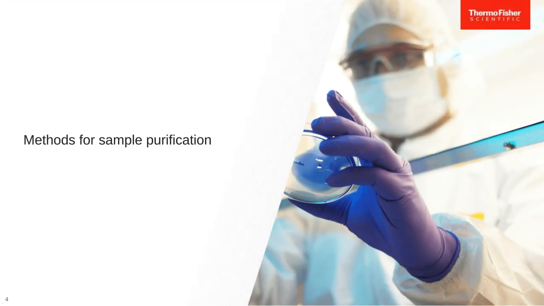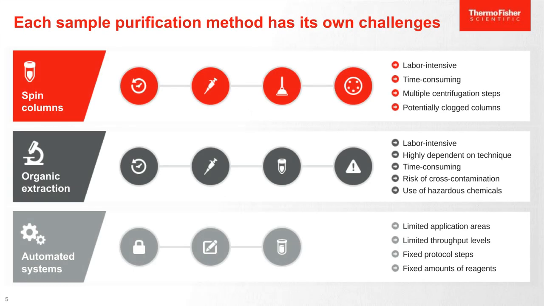So we're going to talk about methods for sample purification, and as you saw at the beginning, this was focused on the Kingfisher instrumentation. So the story kind of begins with nucleic acid extraction. This next slide just shows you three common types of nucleic acid extractions that customers will normally do. You've got spin columns, organic extractions such as trizol or phenol, and then you've got automated systems as well, because there are other ones out there on the market.